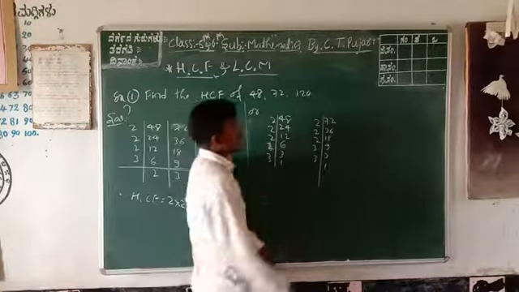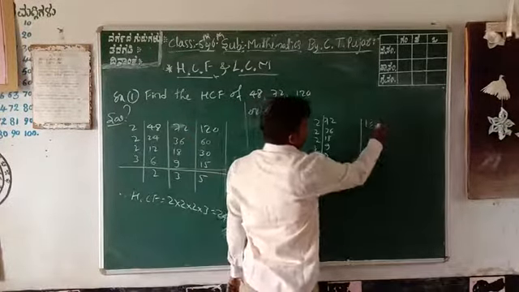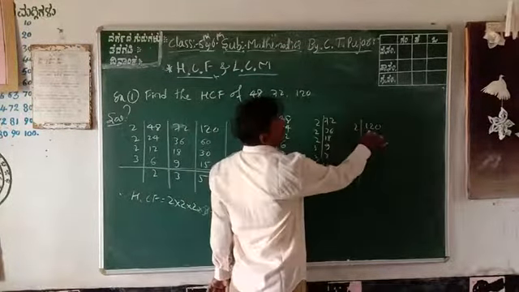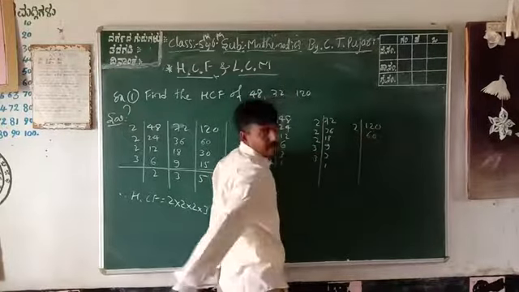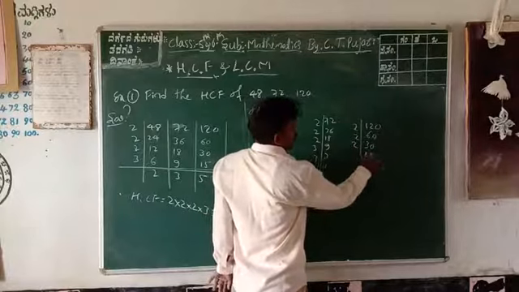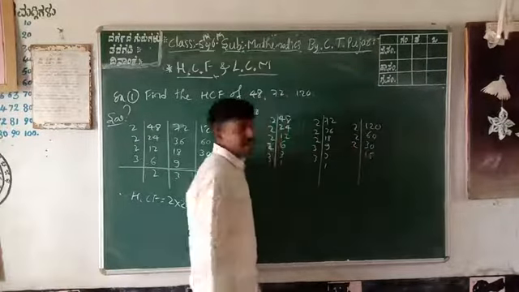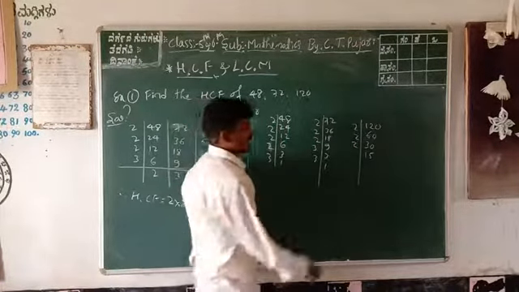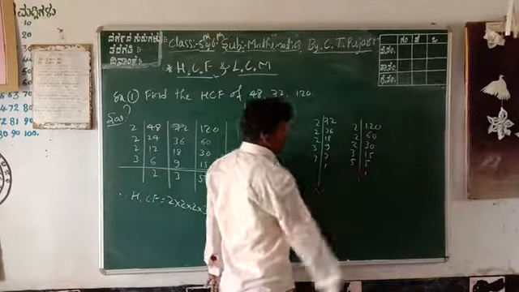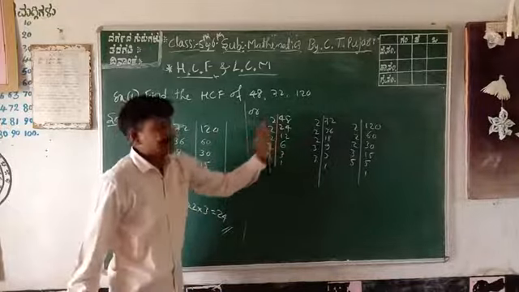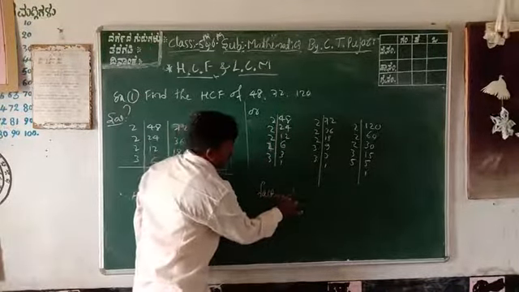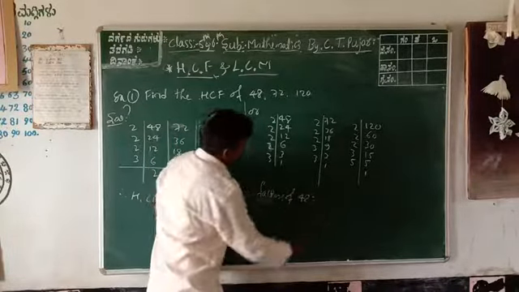What about the last one? 120. The factors of 120: 2 6s are 12, 2 3s are 6, 2 15s are 30, then 2 is not usable, so take 3: 3 5s are 15, and 5 1s are 5. These are all the factors. Therefore, the factors of 48 is equal to one of the factors.